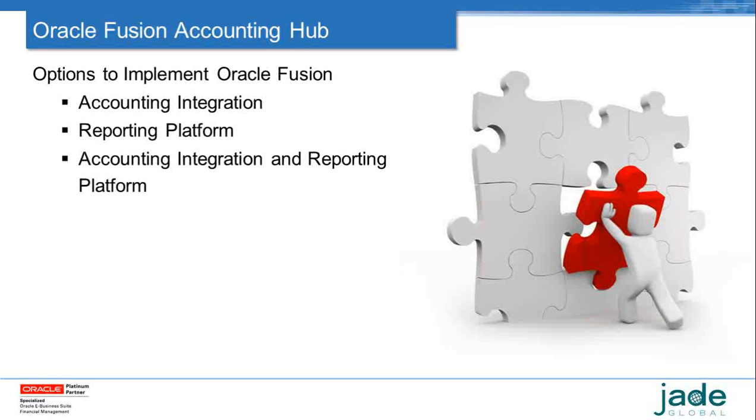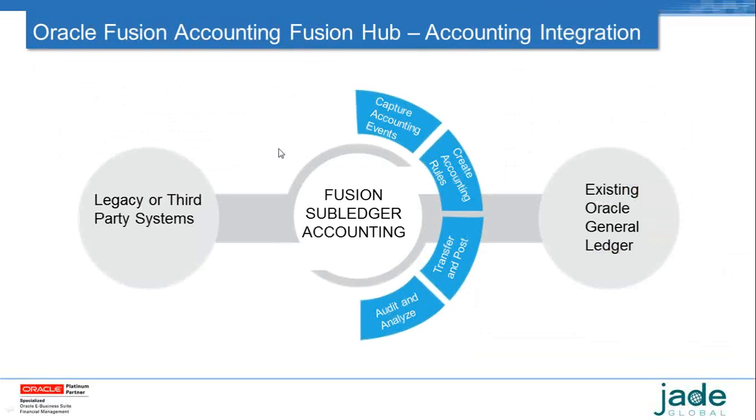In the second scenario, you see a reporting platform that transfers Oracle E-Business Suite and PeopleSoft GL to Oracle Fusion Accounting Hub. It takes advantage of multidimensional financial reporting tools and gives you real-time analytics. The third scenario is a combination of both accounting integration and the reporting platform. Let's take a look in a little more detail at what these scenarios are.